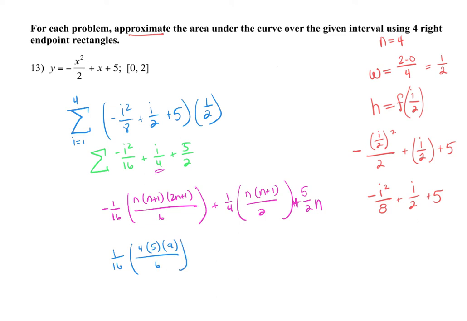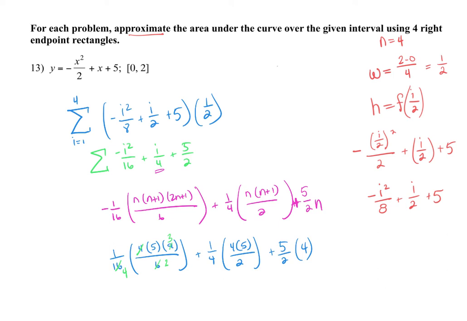I'm just plugging in my 4. Plus 1/4 times 4 times 5 over 2, plus 5 halves times 4. Lots of fractions. It's okay. Just simplify it. So I would cross out the 4 and the 16 here. I would do the 6 with the 9, right? We're just basically simplifying.